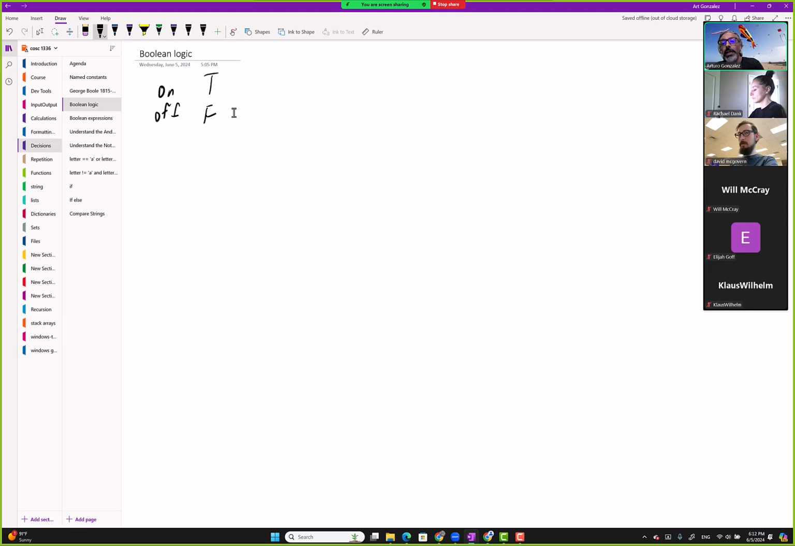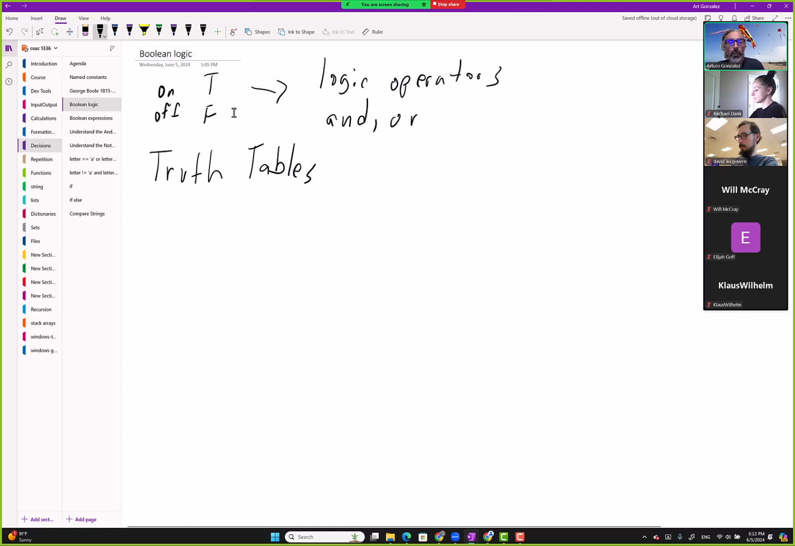Then he created the concept of how these work, right? So with truth tables and with logic operators. We have AND or NOT. There's others, but in this class we just focus on AND or NOT, okay?